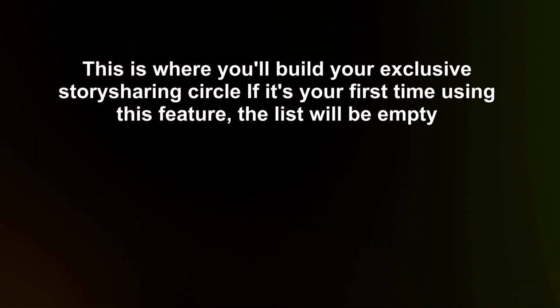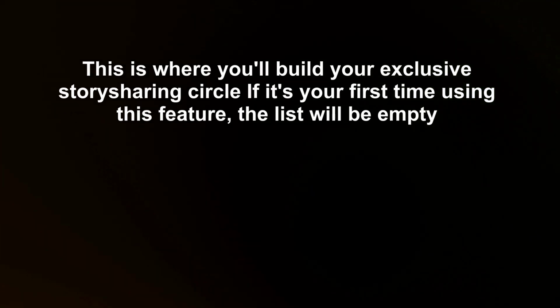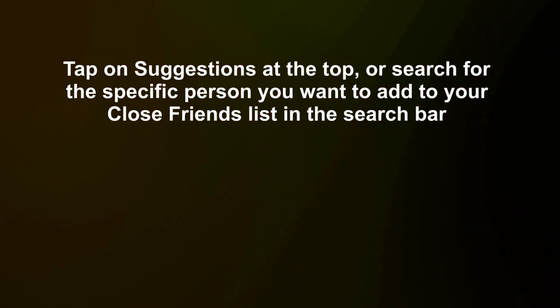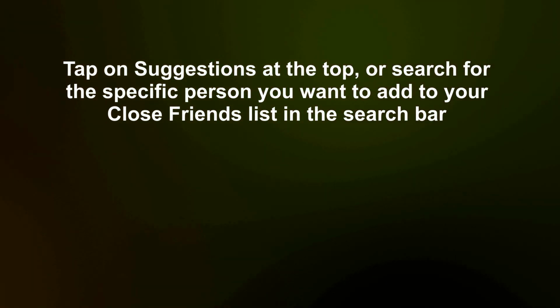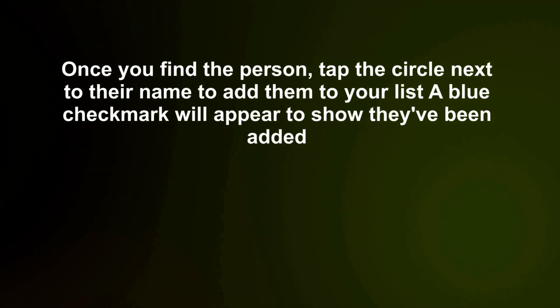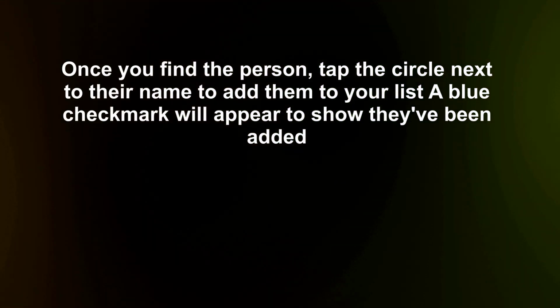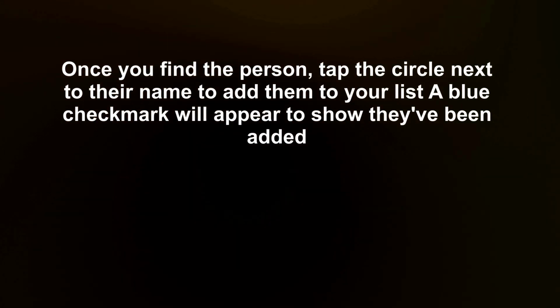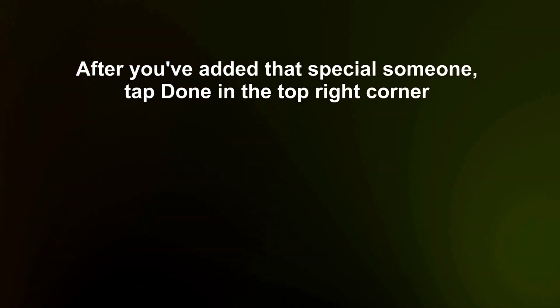If it's your first time using this feature, the list will be empty. Tap on Suggestions at the top, or search for the specific person you want to add to your close friends list in the search bar. Once you find the person, tap the circle next to their name to add them to your list. A blue checkmark will appear to show they've been added. After you've added that special someone, tap Done in the top right corner.